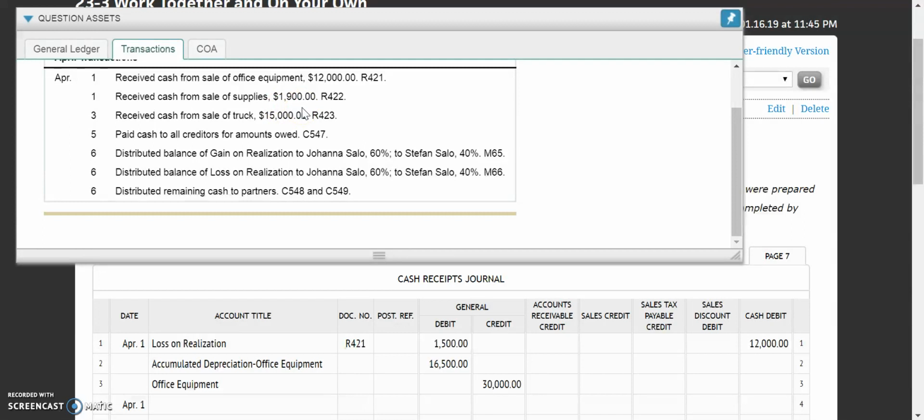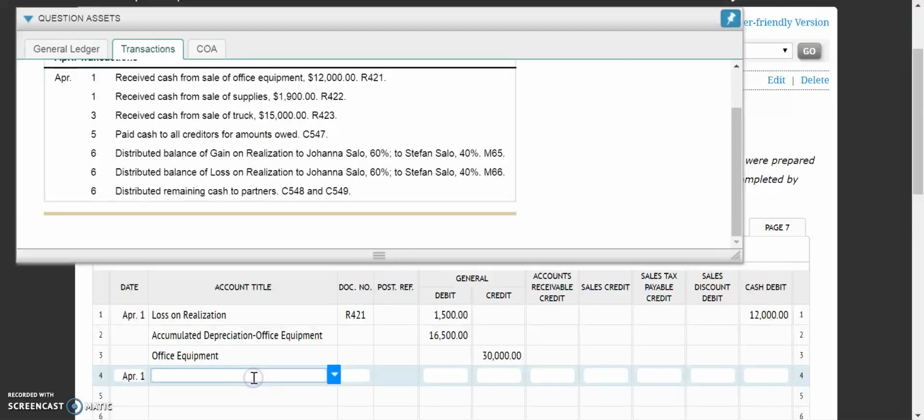So again, in this situation, we have a loss on realization because our supplies were worth more than we received in cash. So again, our debit to start off is going to be a loss on realization. And the realization, remember, is the $2,400 minus the $1,900 we received. So that's a $500 loss on realization.